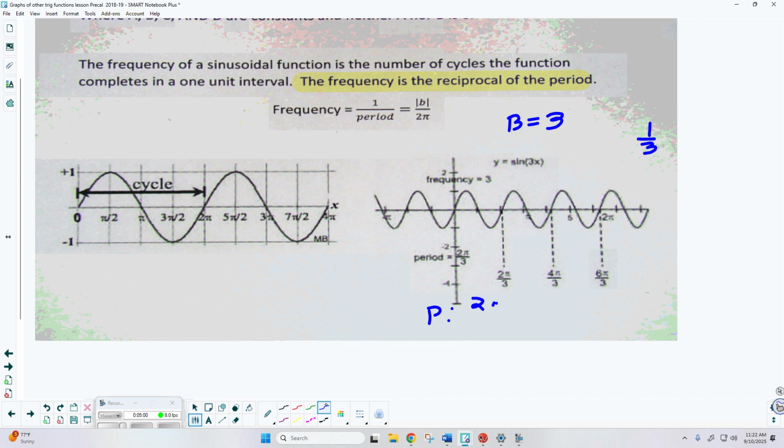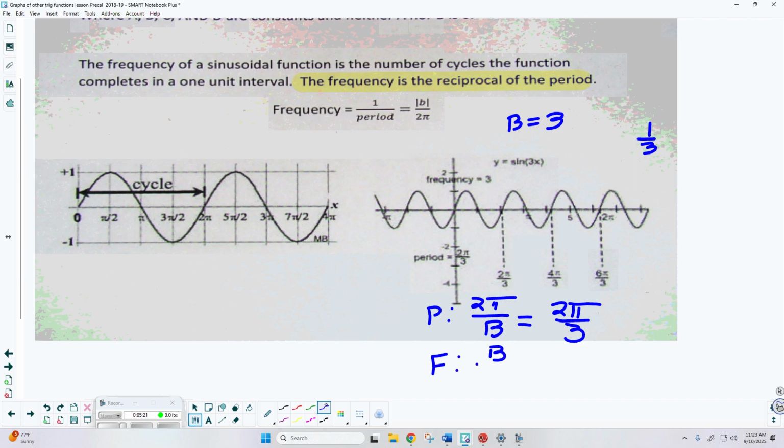Okay, so the period is 2 pi divided by b. And we just said that b is 3. So that's 2 pi over 3. So it takes 2/3 pi radians for it to complete one cycle. Okay. Now let's take a look at the frequency.